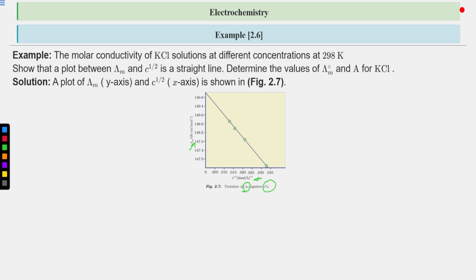So the question says to show that the plot between molar conductivity and the concentration under root is a straight line. So we have shown that the graph between the molar conductivity and the under root of concentration is a straight line. Now, we have to find out the value of limiting molar conductivity and the A constant for the KCl. So let's see that.